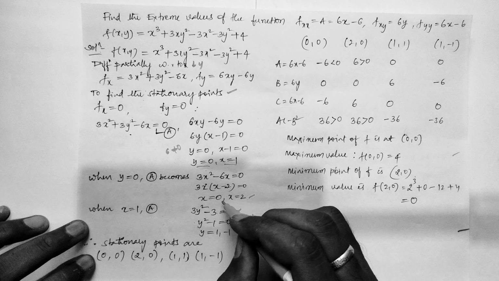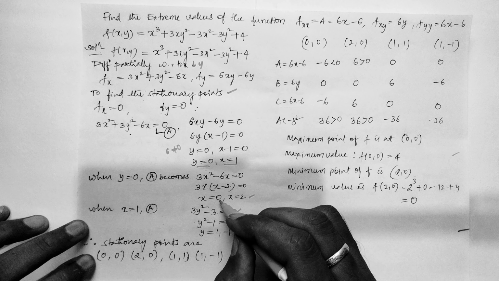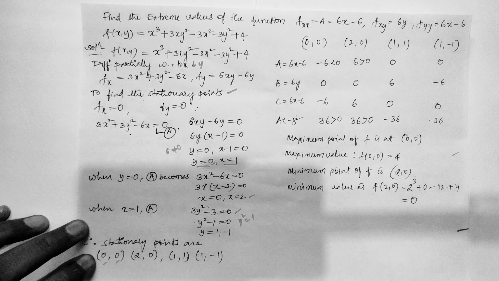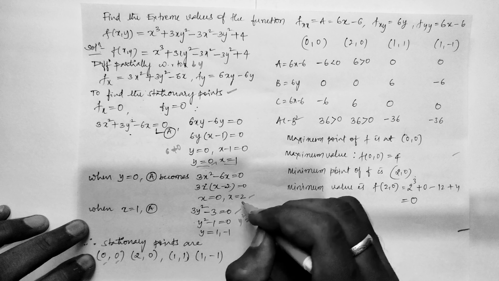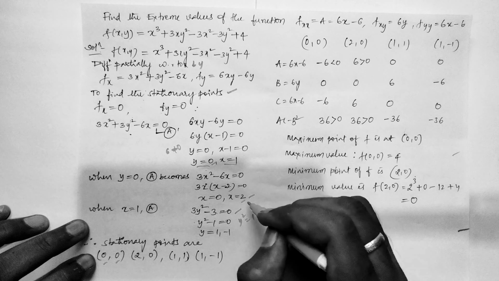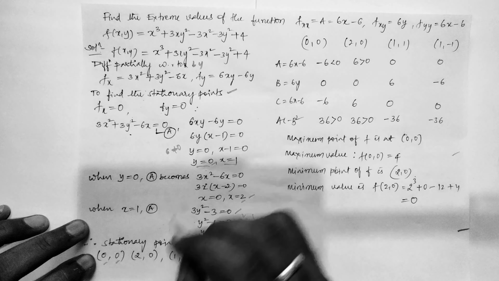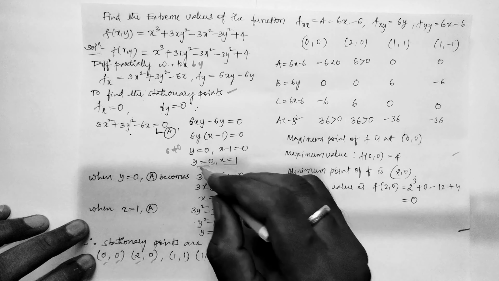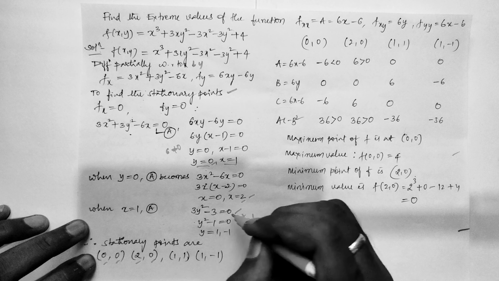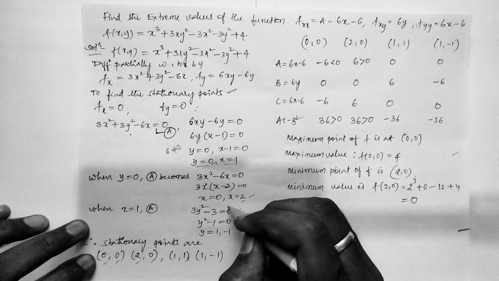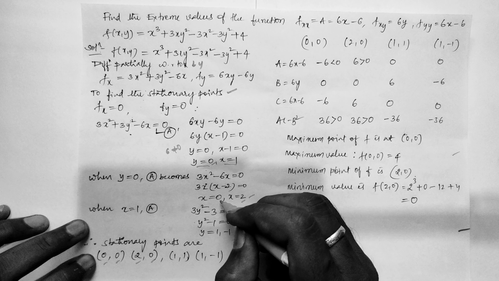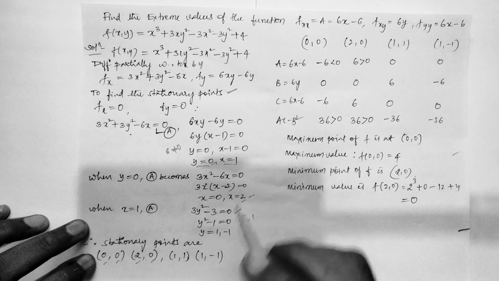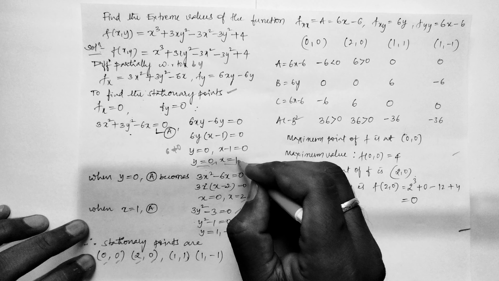Here we have x is equal to 0. First write down x equal to 0 and y is equal to 0, right? Next, x is equal to 2, and y is equal to 0. When x is equal to 0, y is equal to 0. Then x is equal to 2 and y is equal to 0. Fine. Next, x is equal to 1.